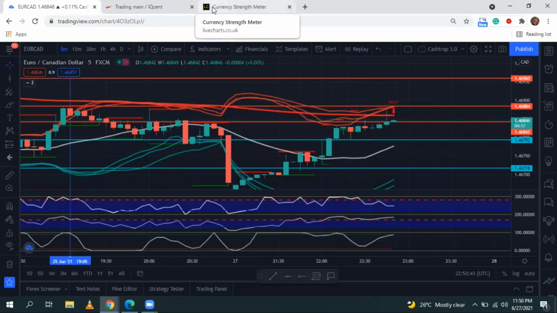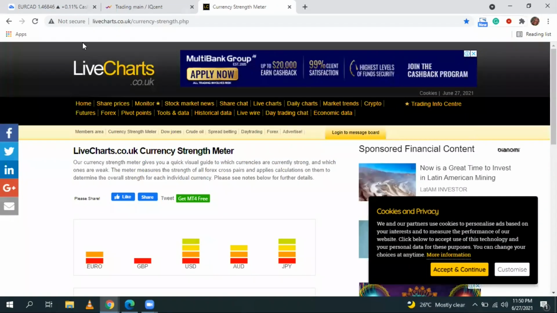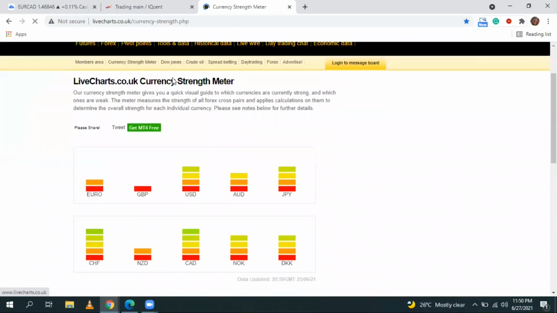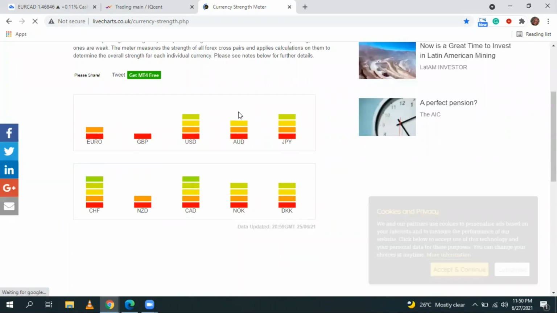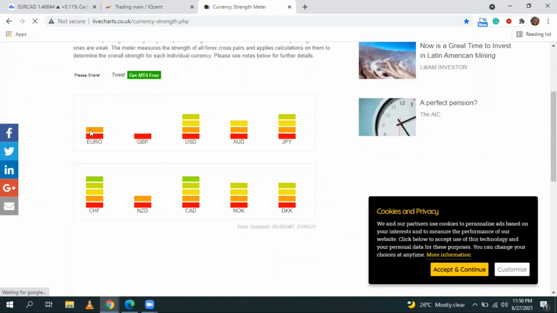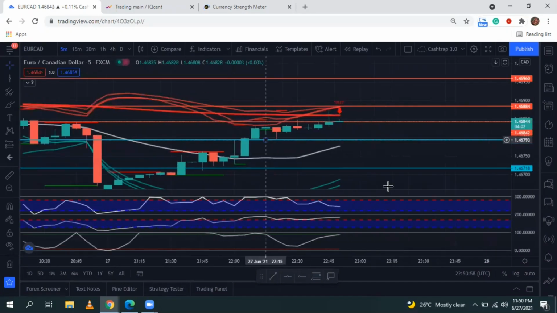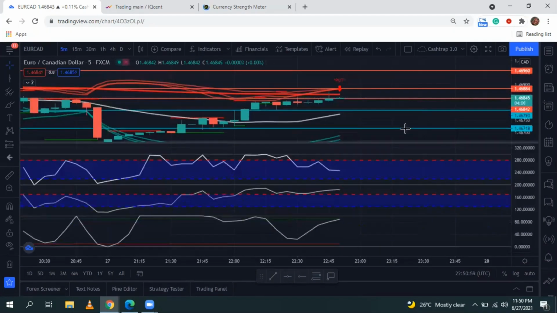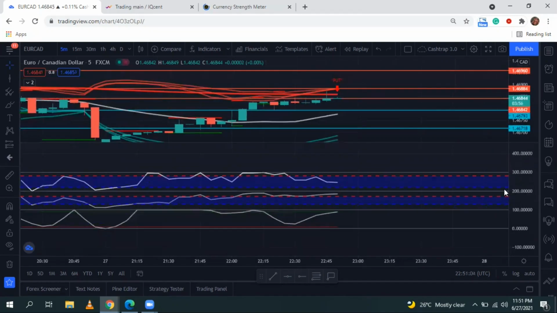Then at times, in this kind of situation, you check the currency strength meter to see what is going on. Is the first currency stronger than the second currency? As you can see, the CAD is stronger than the euro. So this is still going to drop, but it's just taking its time because the CAD is stronger than the euro. It's really stronger than the euro.